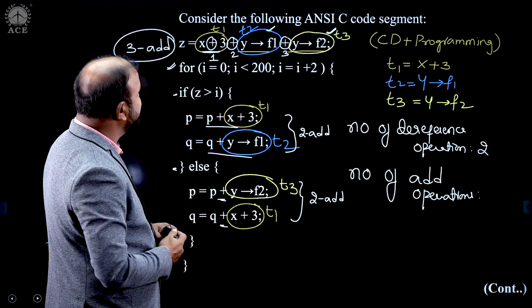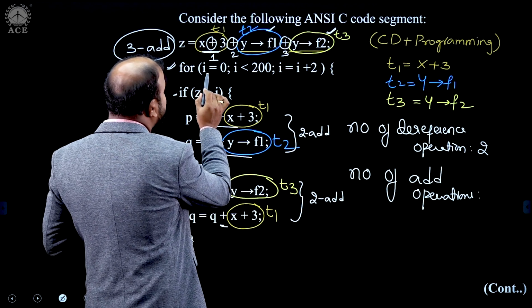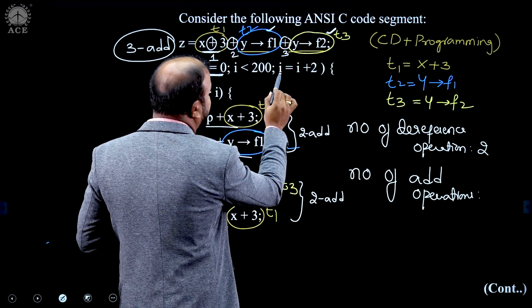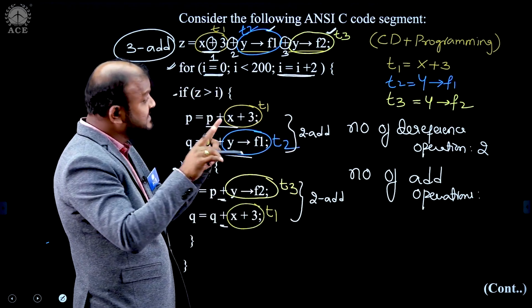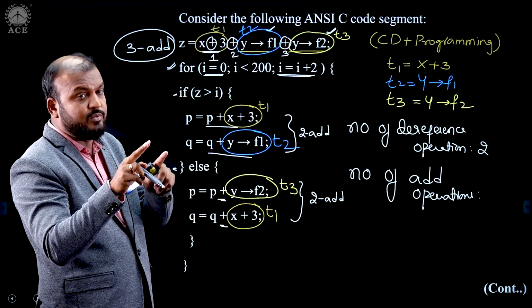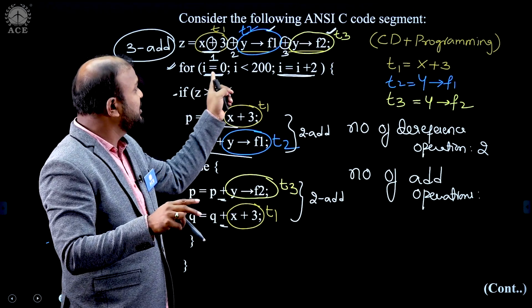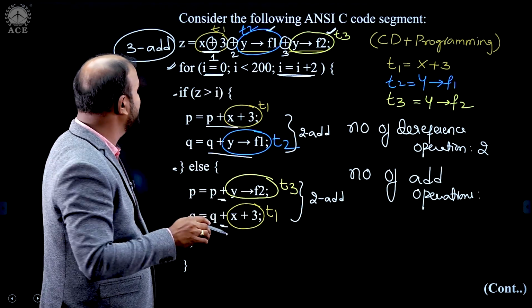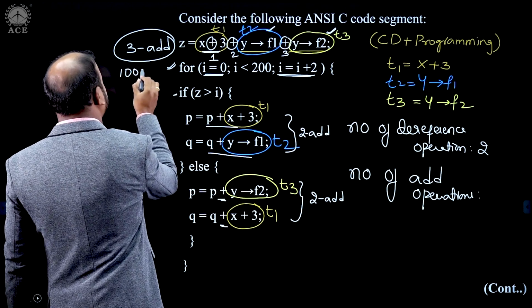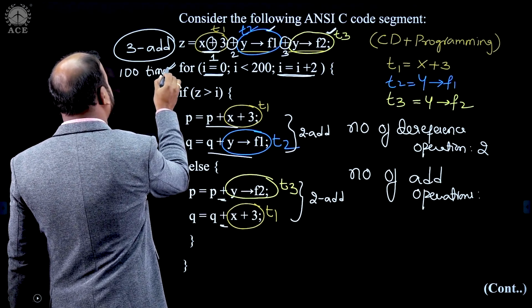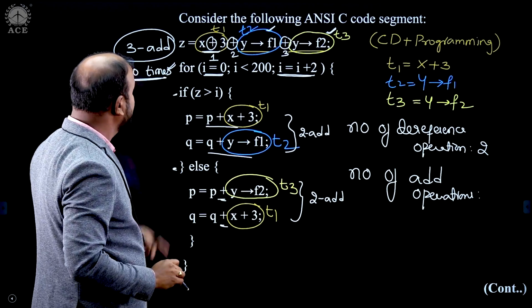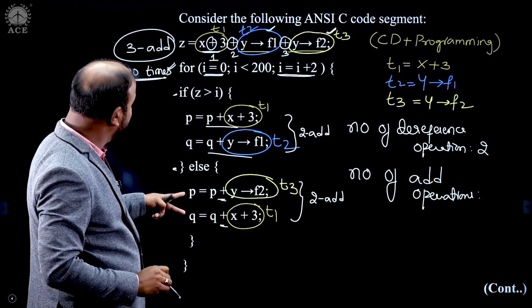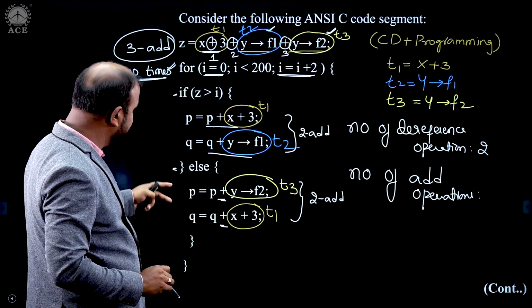Now, how many times is the loop repeating? Observe. Loop is executing from I equal to 0, I less than 200, I equal to I plus 2. Means I is incrementing by 2. It means how many times is the loop going to be executed? 0 to 200, what is the step size? 2. It means the loop is going to be executed 100 times. 100 times. And each time either the true part or the false part is to be executed. Correct? Either true part or false part.